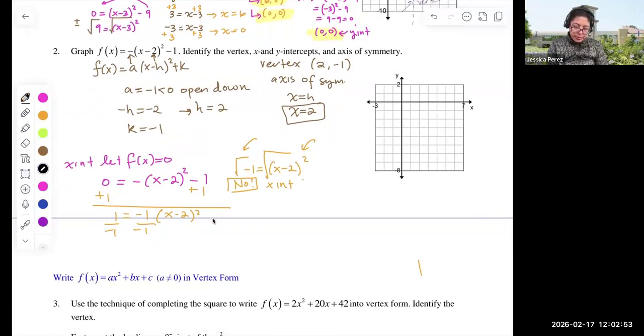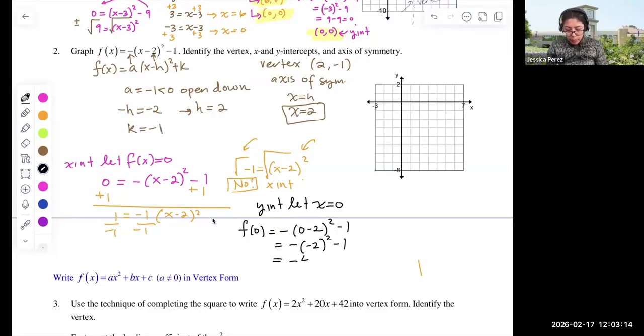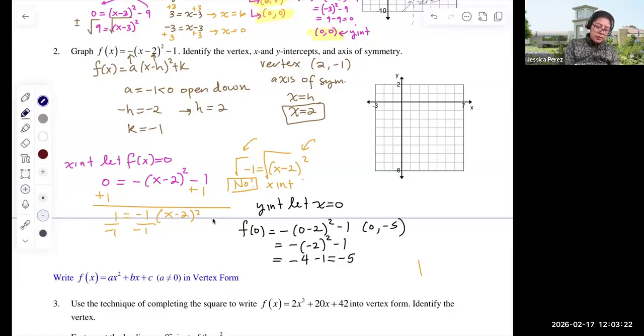But the y-intercept, so to find the y-intercept, let x be 0. So we identified that we will not have any x-intercepts, but let's find the y-intercept. So we have f of 0 is equal to negative (0 minus 2) squared minus 1. We get a negative 2 squared minus 1. Then we get a negative 4 minus 1, which is a negative 5. So my y-intercept is the point (0, negative 5). So let's start plotting what we know. 0, negative 5, that will be our 1, 2, 3, 4, 5 right there.